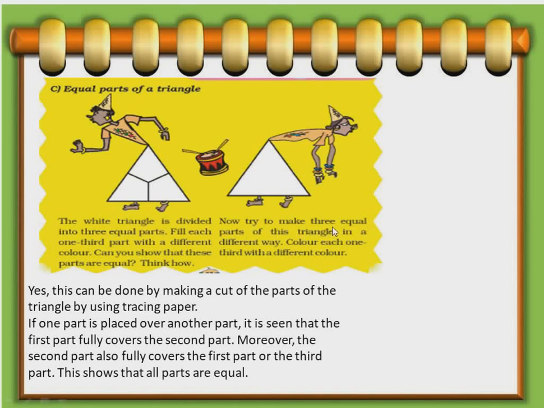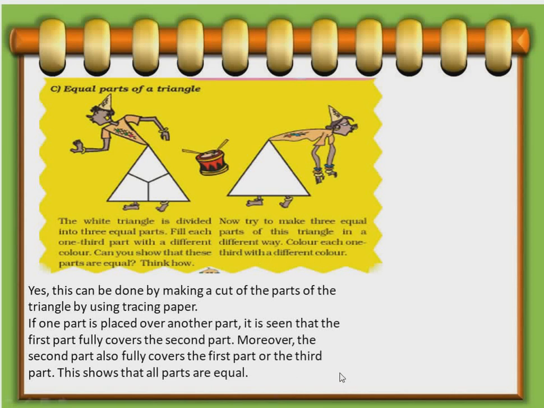Now, try to make 3 equal parts of this triangle. One more triangle they have given you. They are asking you to make equal parts of this triangle in different ways. As they have made into 3 ways, they are asking you also to make into 3 equal parts. You can't make as you wish. It should be equal. Whole 3 triangles should be equal. Color each 1/3 with a different color.